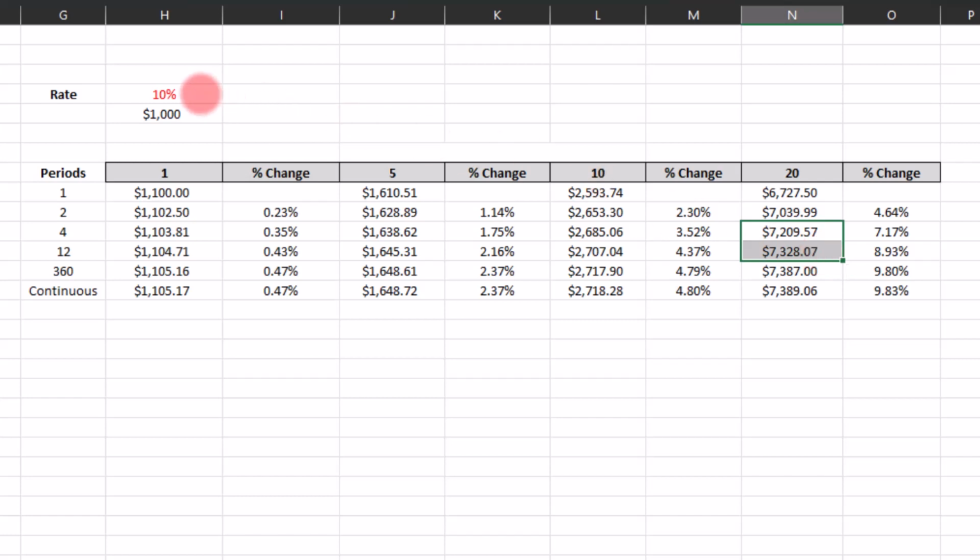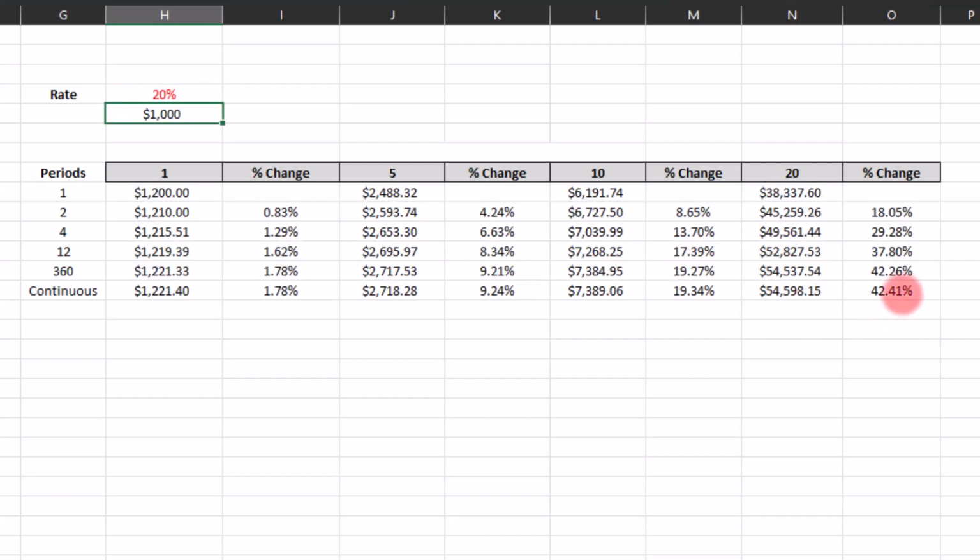Now, if interest rates are a lot higher, just for fun, let's go to 20%. Now you're going to see some very large differences. Look at this. If the bank pays annually, a little over 38,000 versus almost 55,000 if it's paid continuously. Now it's going to make massive differences.